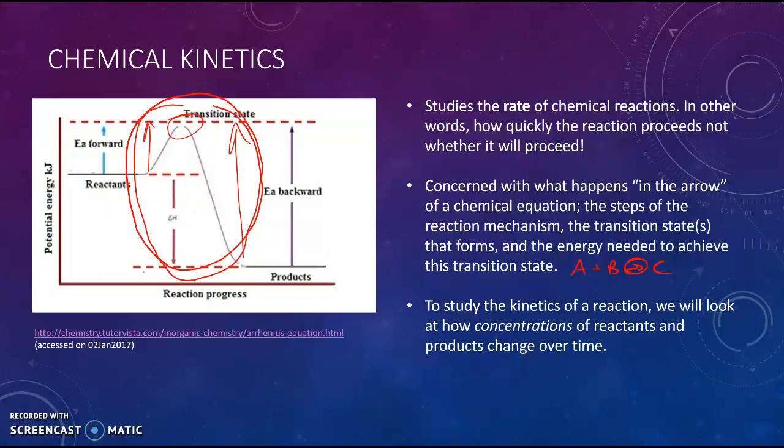So when we study kinetics, because things like the transition state are very temporary, what we tend to do is look for the things that we can actually see, and that is concentrations. We look at concentrations of products and reactants and how they change over time. There's a few ways that you can do this, but one of the more popular ways is by using spectroscopy.